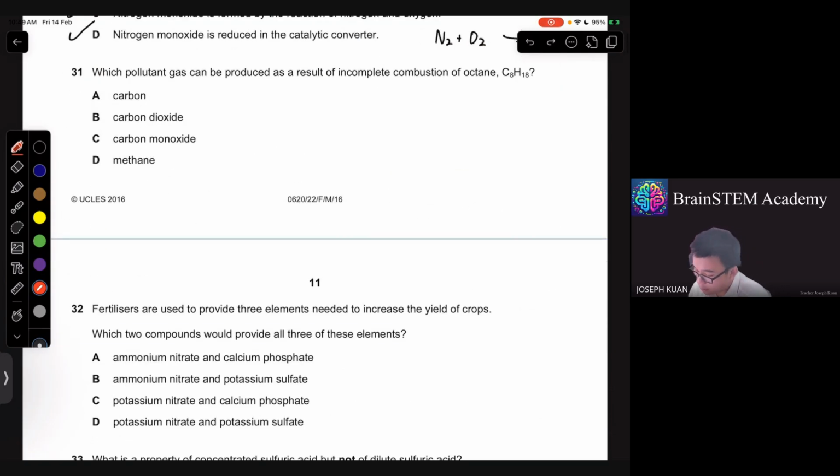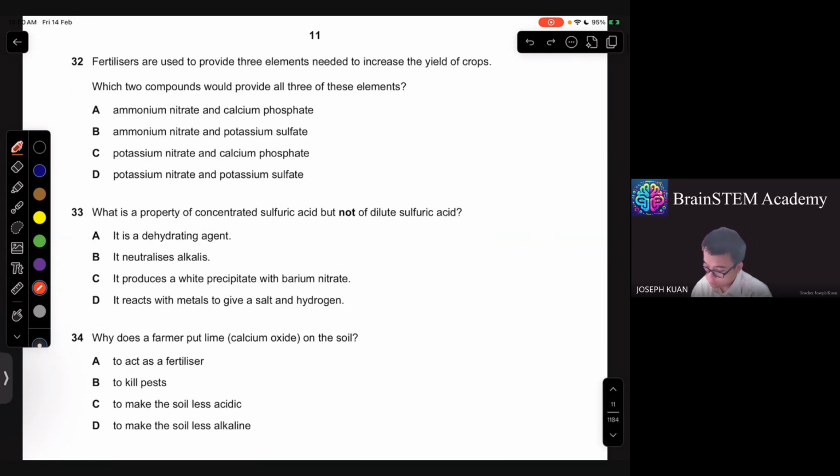Question 31. Which pollutant gas can be produced as a result of incomplete combustion of octane? So since this is a hydrocarbon, it will form carbon monoxide via incomplete combustion. So the answer is C.